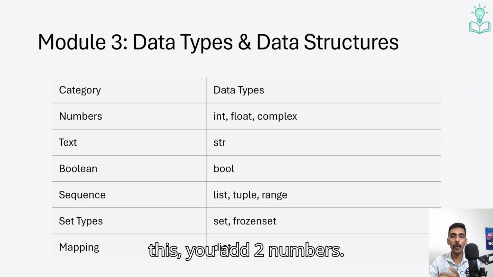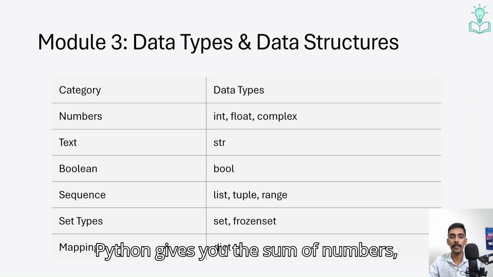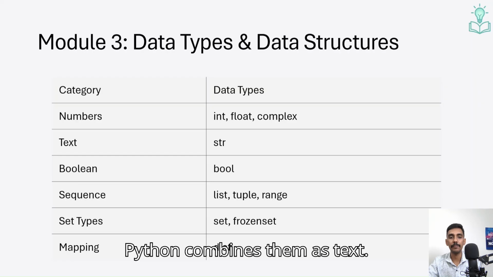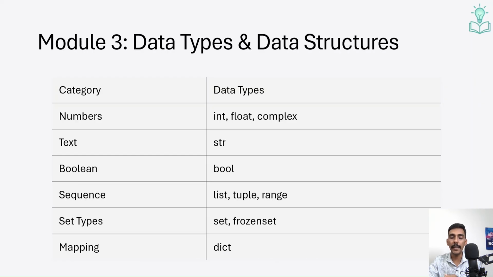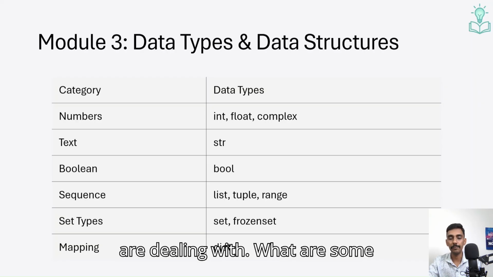Why do we need data types in the first place? Imagine this. You add two numbers. Python gives you the sum of the numbers. But if you try to add two names, Python combines them as text. That's possible only because Python knows what type of data you are dealing with.